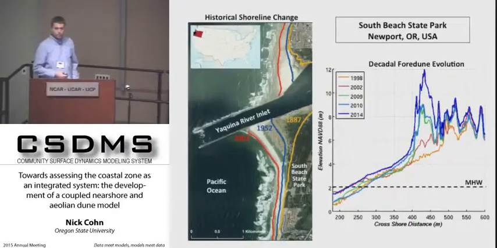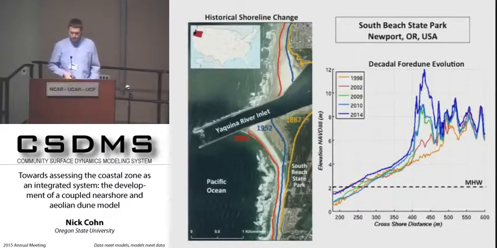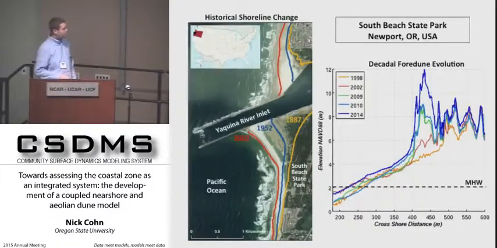Of course, there's lots of other processes occurring during this time. And if we look on the right-hand side here, between 1998 and 2014, we see the generation of an entire new foredune. That's about 12 meters high, and this is driven largely by aeolian processes. So there's a lot of sediment entering this system, and this is a largely progradational system.